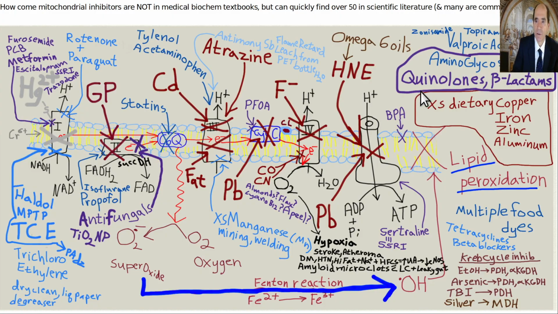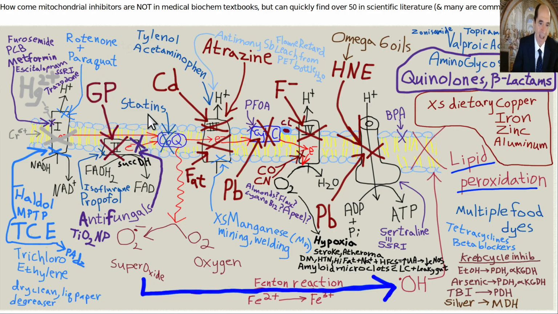Okay, and this is just showing a slide of mitochondrial inhibitors. I got 7 biochemistry textbooks. None of them has anything about mitochondrial inhibitors, but I went through all the papers on mitochondrial inhibitors, and I quickly found over 60 of them, and many of them are very common. Fluoride in municipal drinking water is a mitochondrial inhibitor. Toxic aldehydes like HNE from omega-6 cooking oils, mitochondrial inhibitor. Lead, mitochondrial inhibitor. Antidepressants like selective serotonin reuptake inhibitors, mitochondrial inhibitors.